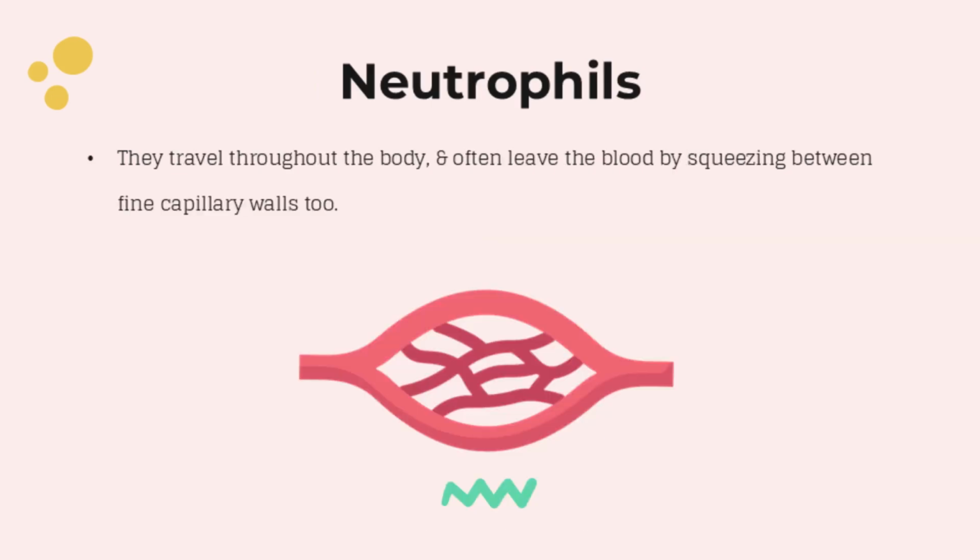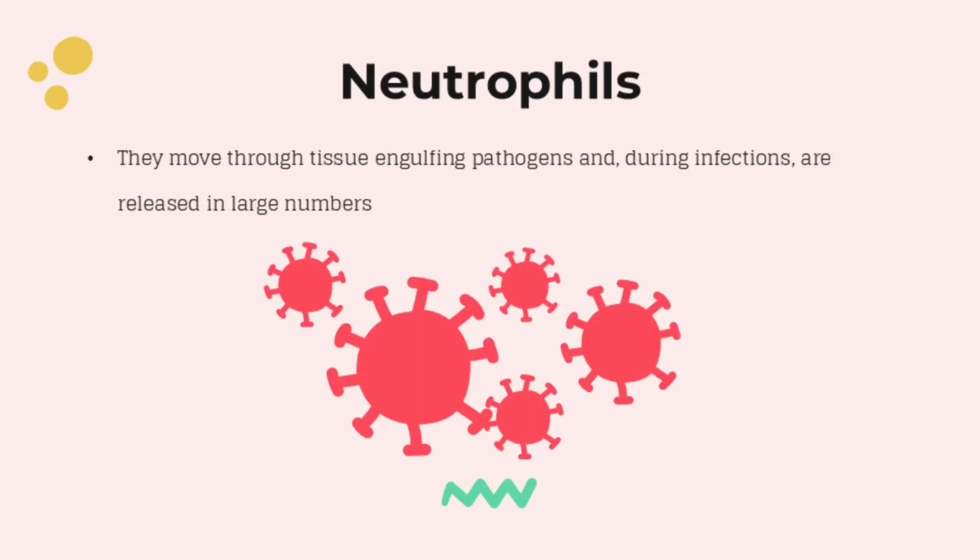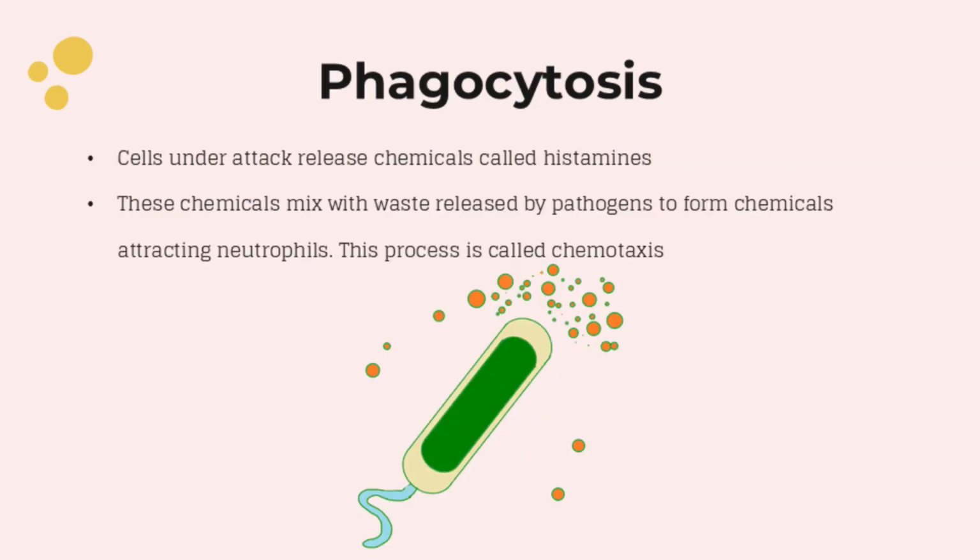Neutrophils. They travel throughout the body and often leave the blood by squeezing between fine capillaries too. They move through tissue, engulfing pathogens, and during infection are released in large numbers. Phagocytosis. Cells under attack release chemicals called histamines. These chemicals mix with the waste released by pathogens to form chemicals attracting neutrophils. This process is called chemotaxis.